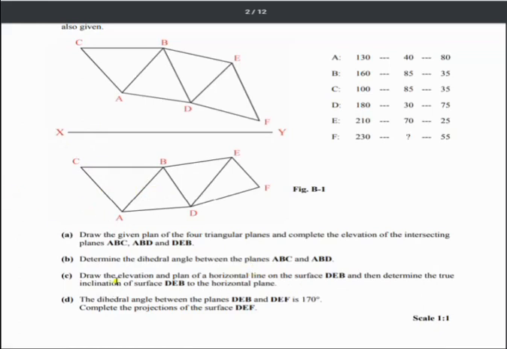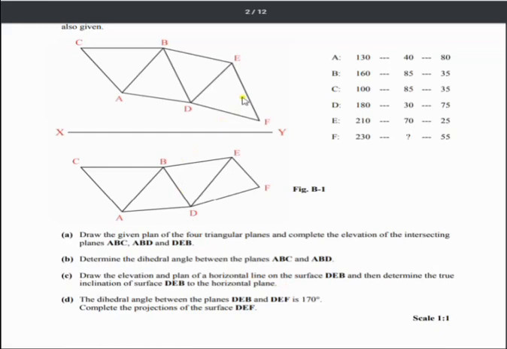Now the next part of the question is draw the elevation and plan of a horizontal line on the surface DEB and determine the true inclination of the surface DEB to the horizontal plane. Basically this sounds like a really difficult question, but it's not. It's actually telling us how to do the question. So what they're telling us to do is draw the elevation and plan of a horizontal line on DEB and determine the true inclination of this surface to the horizontal plane.